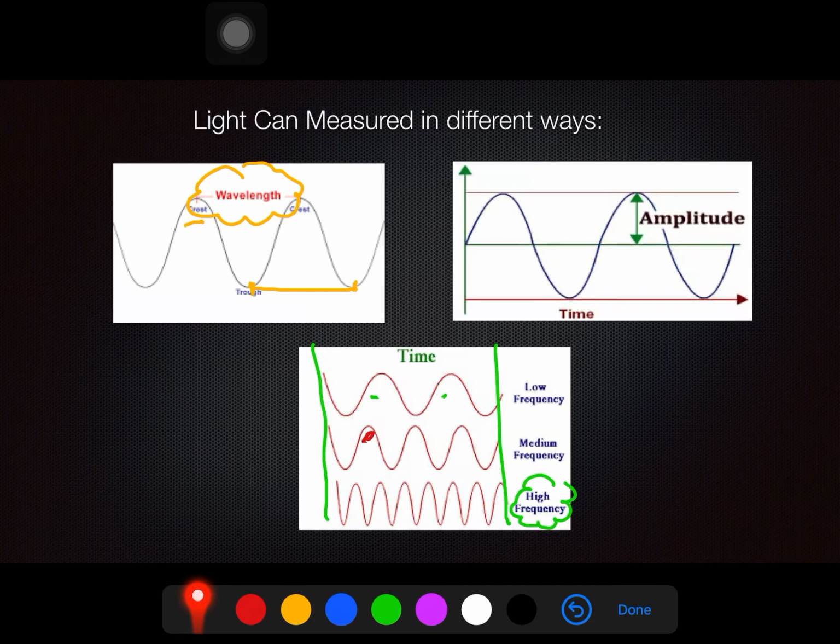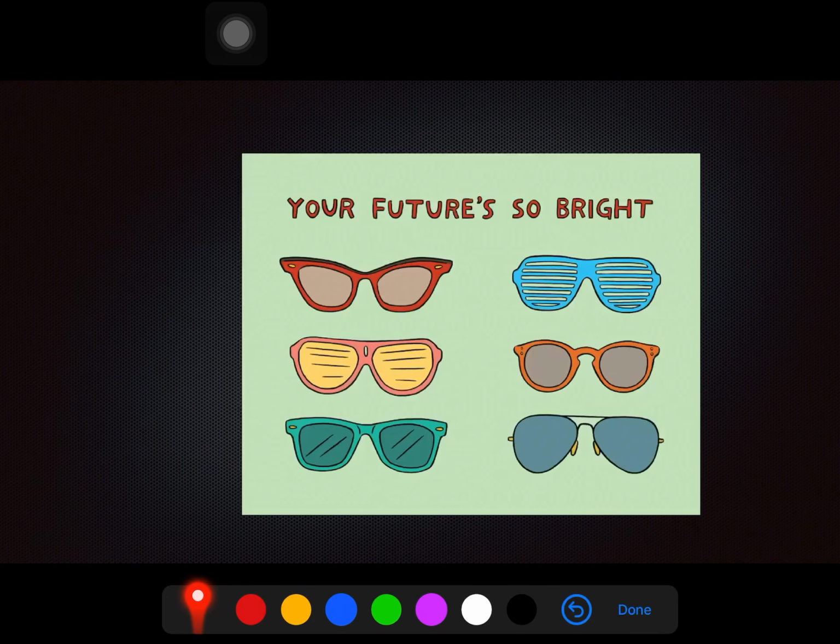I want you just to be familiar with those terms. You don't have to use them or do a lot with them, but they come into play in this unit and again when we talk about sound.